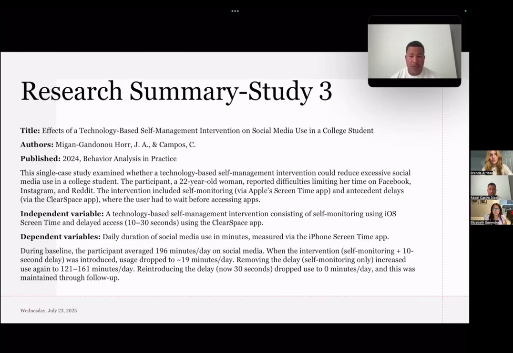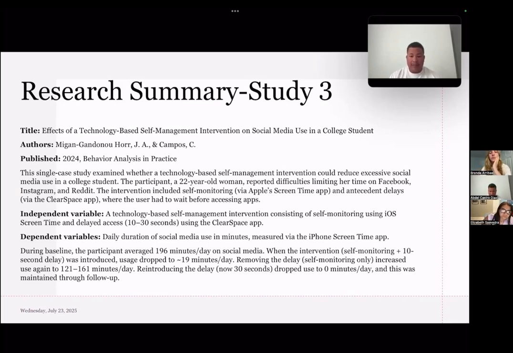The participant was a 22-year-old woman, and she reported difficulties limiting her time on Facebook, Instagram, and Reddit. The intervention included self-monitoring by the Apple Screen Time app and antecedent delays via the ClearSpace app, where the user had to wait before accessing the apps.